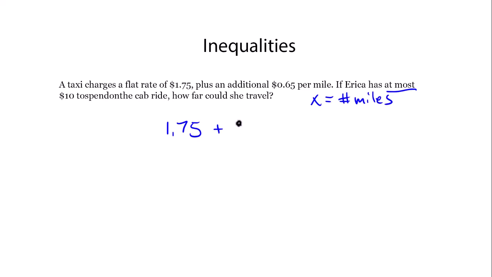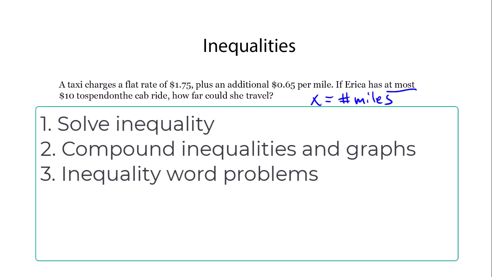So it would be 0.65, 65 cents, times the number of miles, 0.65x. That would be her cost profile. That must be at most, which is less than or equal to, 10. And I've set up the related inequality that's suggested by this word problem, and I could go ahead and solve that. These are the three types of problems you will need to be able to master and execute for inequality problems on the SHSAT math exam.